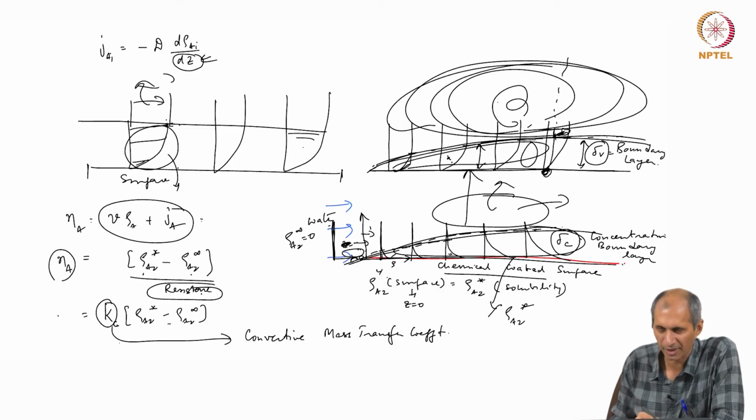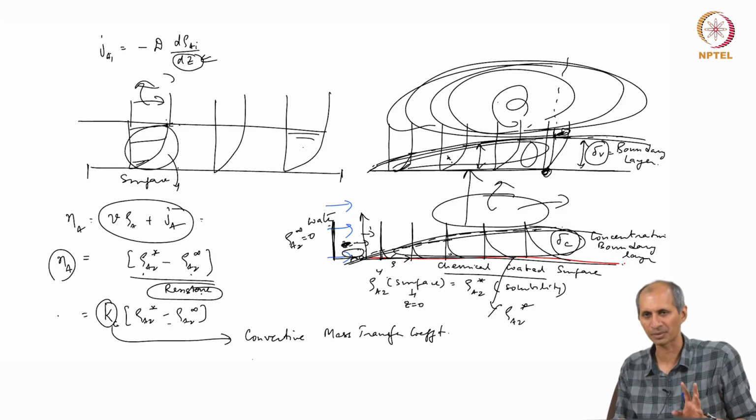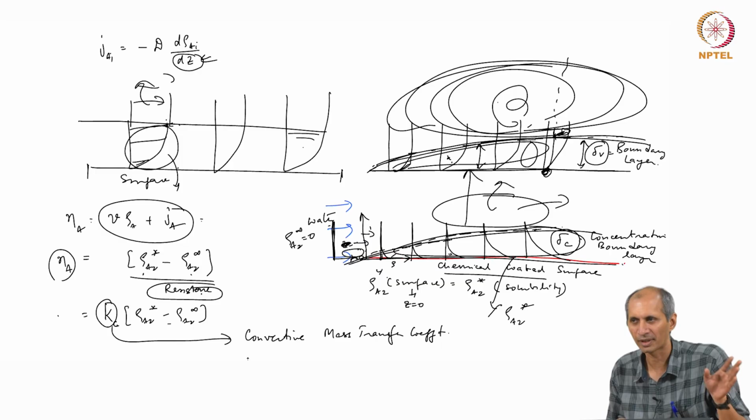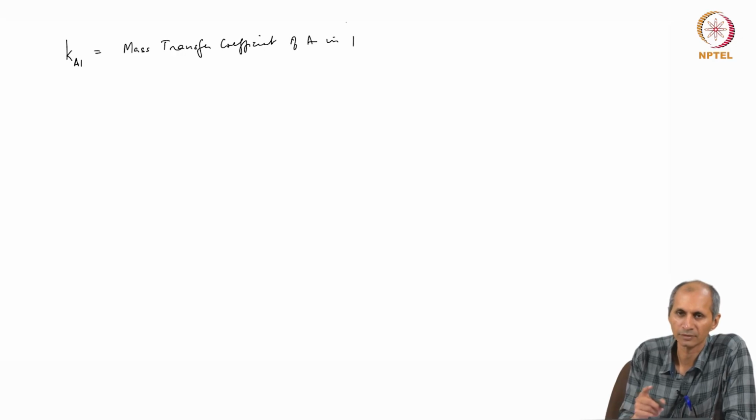So, this mass transfer coefficient K is a convective mass transfer coefficient. This K is represented by different things in different textbooks, so we will write our own nomenclature. In our scheme, the nomenclature is K A, for an interface mass transfer coefficient. What this means is a mass transfer coefficient of A in 1, the phase 1.